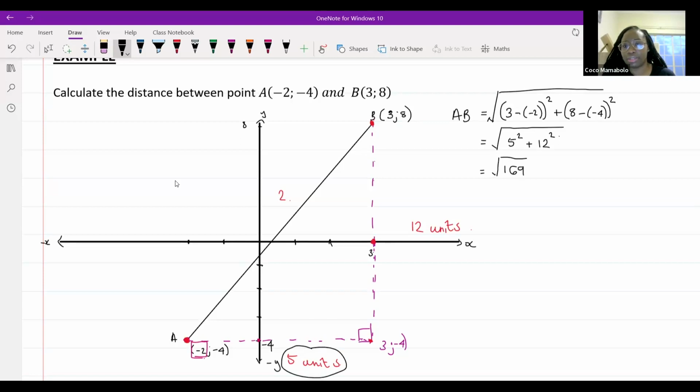Does anybody have an answer for me? The square root of 169, AB is equal to how many units? 13. Thank you, Gerardillo. Beautiful. 13 units. Okay, so basically what we're really doing is finding the difference between the x values and the difference between the y values, and we're using Pythagoras together with that to get to the answer.